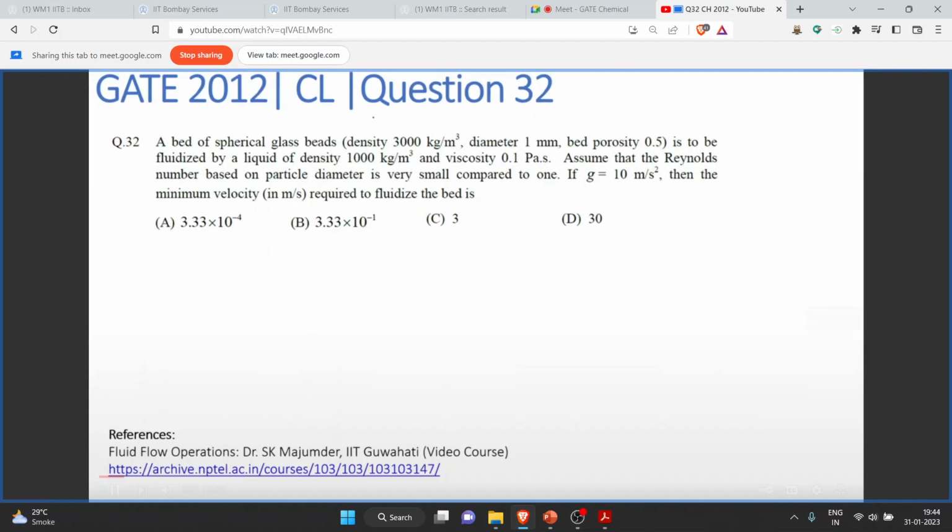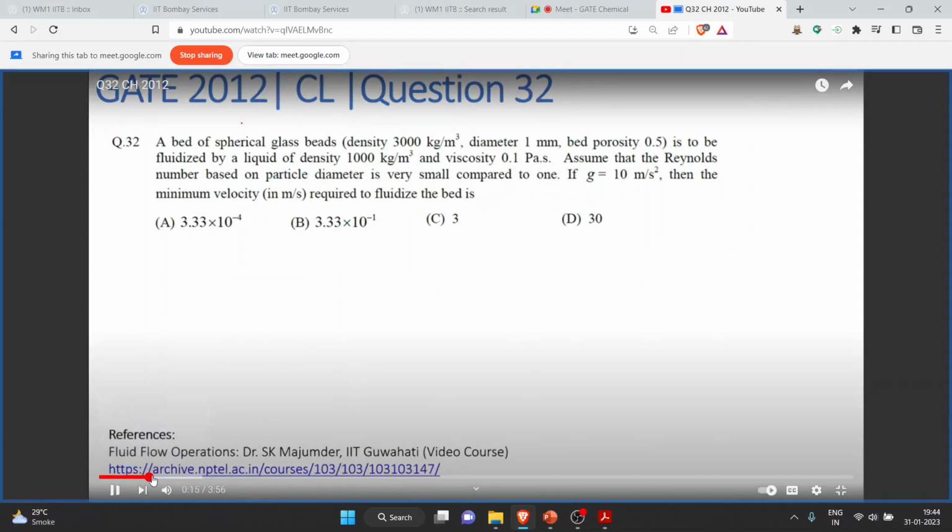Question number 32 of GATE 2012 Chemical Engineering. A bed of spherical glass beads, density 3000 kg per meter cube, is fluidized by a liquid. Assume that the Reynolds number based on the particle diameter is small. The minimum velocity required to fluidize the bed is dash.